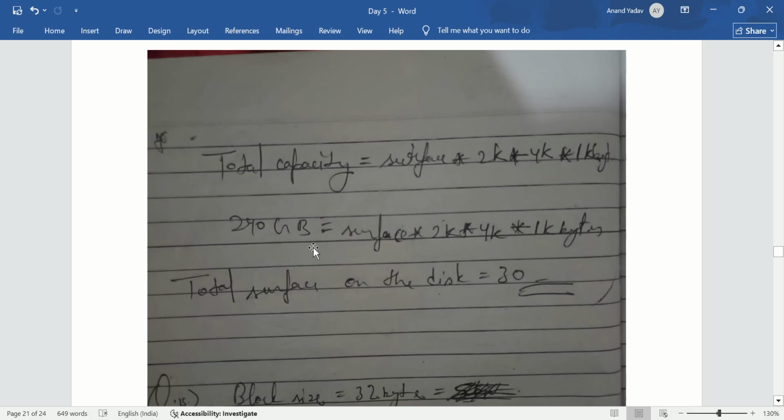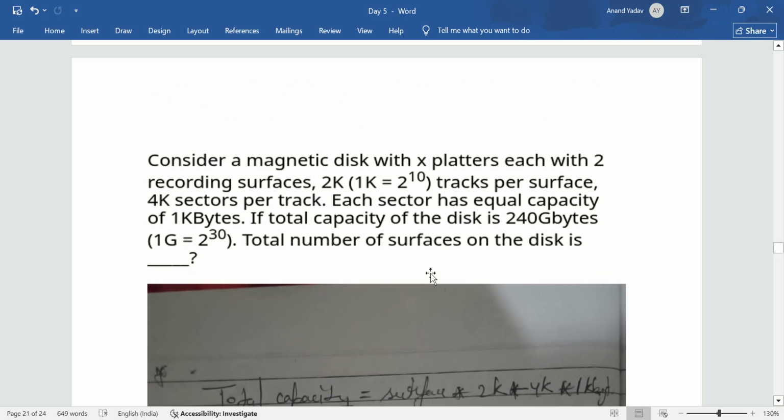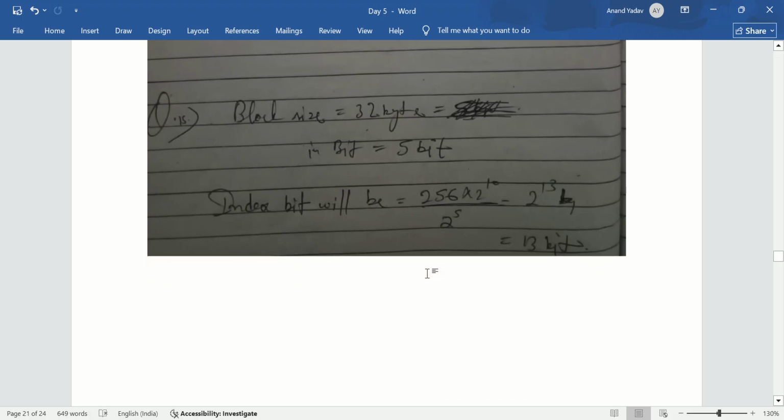Total capacity 240 gigabytes is equal to surface into track into sector into one sector capacity. We know that total capacity will be calculated like this. Then 240 GB is the total capacity, and this is equal to this. Then for total surface, I will divide by this. I will get 30. In this way, I solve this question.